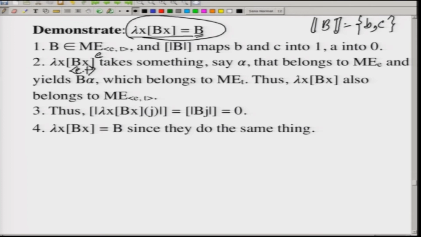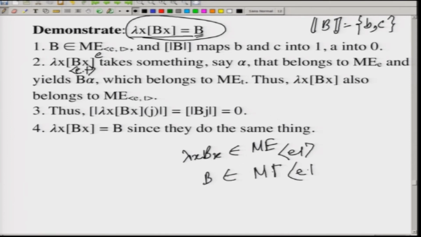So, we have proven that lambda x b x and B both belong to this type. This is one thing we have shown, and the second thing is this: what is the meaning of lambda x b x that takes j? The meaning is b j, and you get 0. And so, you see it is exactly what B does.